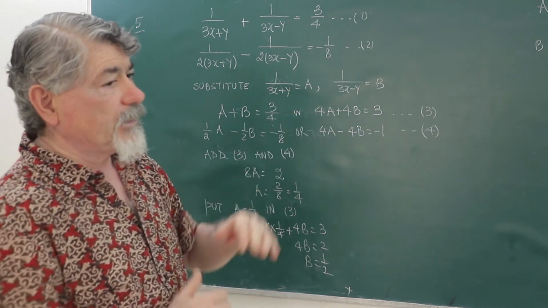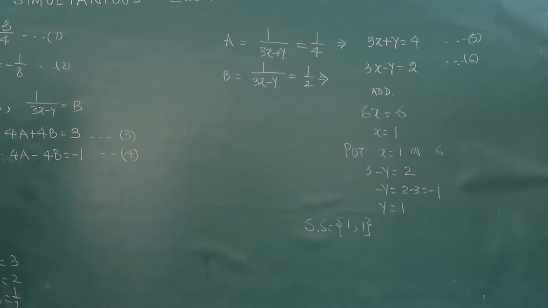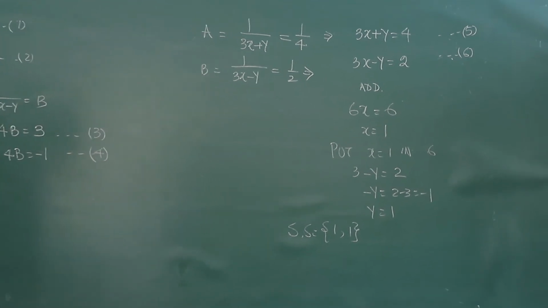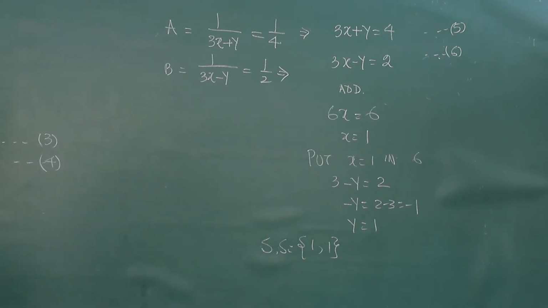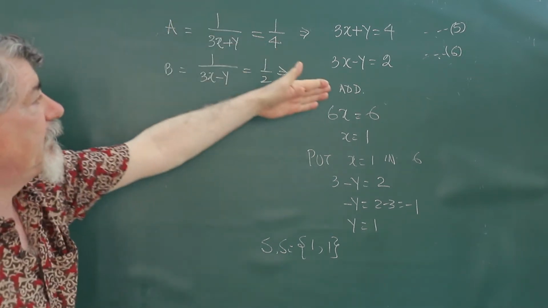Now see on the right side of the board, a is equal to 1 upon 3x plus y is equal to 1 upon 4. So that means 3x plus y will be 4, that will be the fifth equation. I have b is equal to 1 upon 3x minus y is equal to 1 upon 2. That will give me 3x minus y is equal to 2, because when I reverse the fraction, I'll get that.